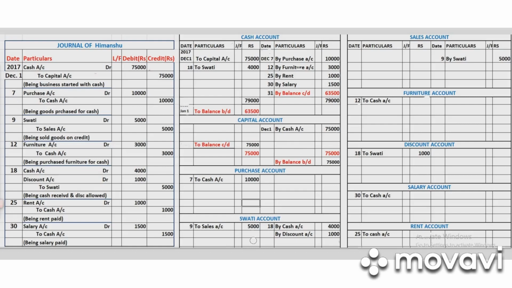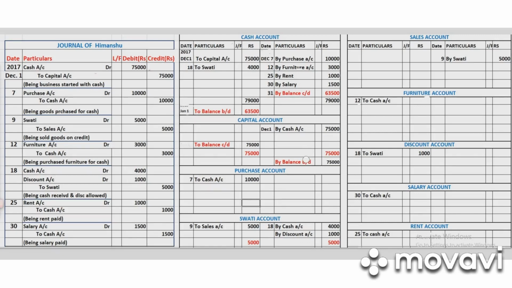Okay, and the other sample account I will be balancing is Swadhi's account. In Swadhi's account you can see both sides are the same, 4,000, 1,000, 5,000. So here also 5,000. Okay, so this particular account has no balance, it is closed completely. There is no balance, so no need to write a balance. So I have shown you three types of balances here.